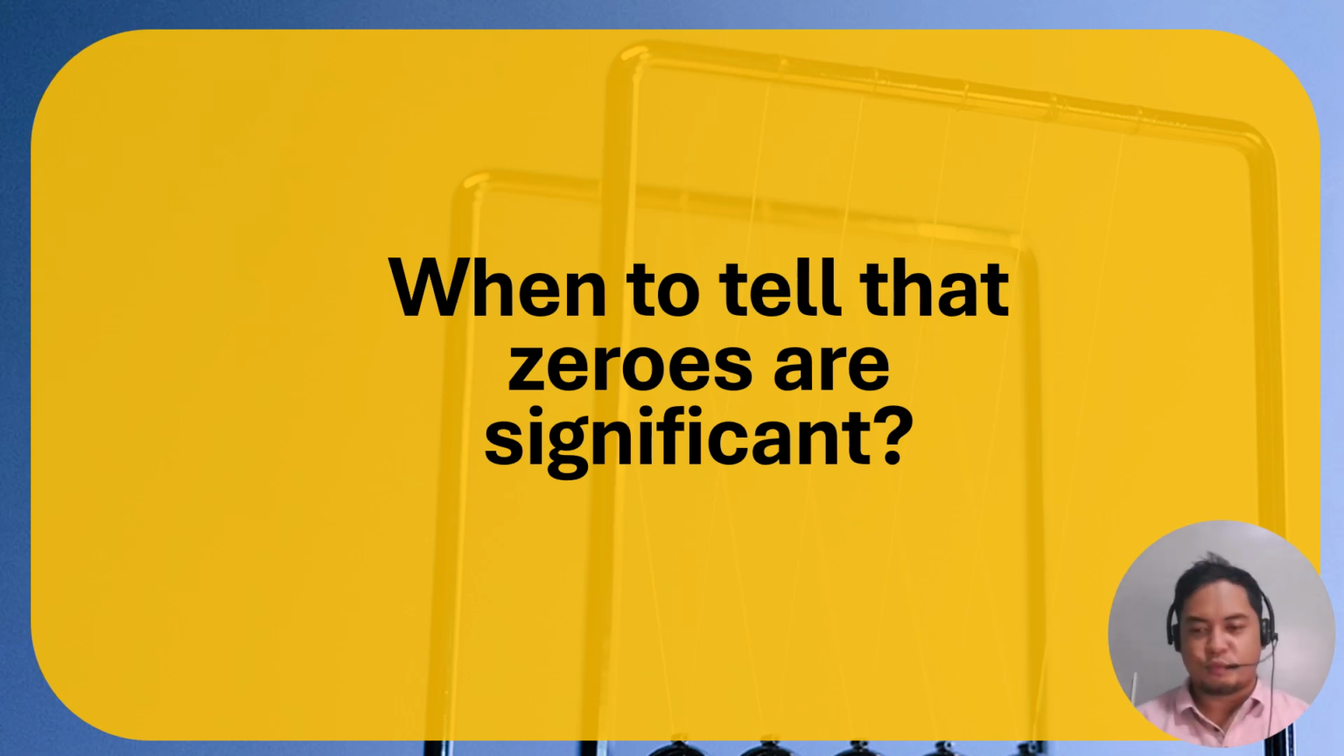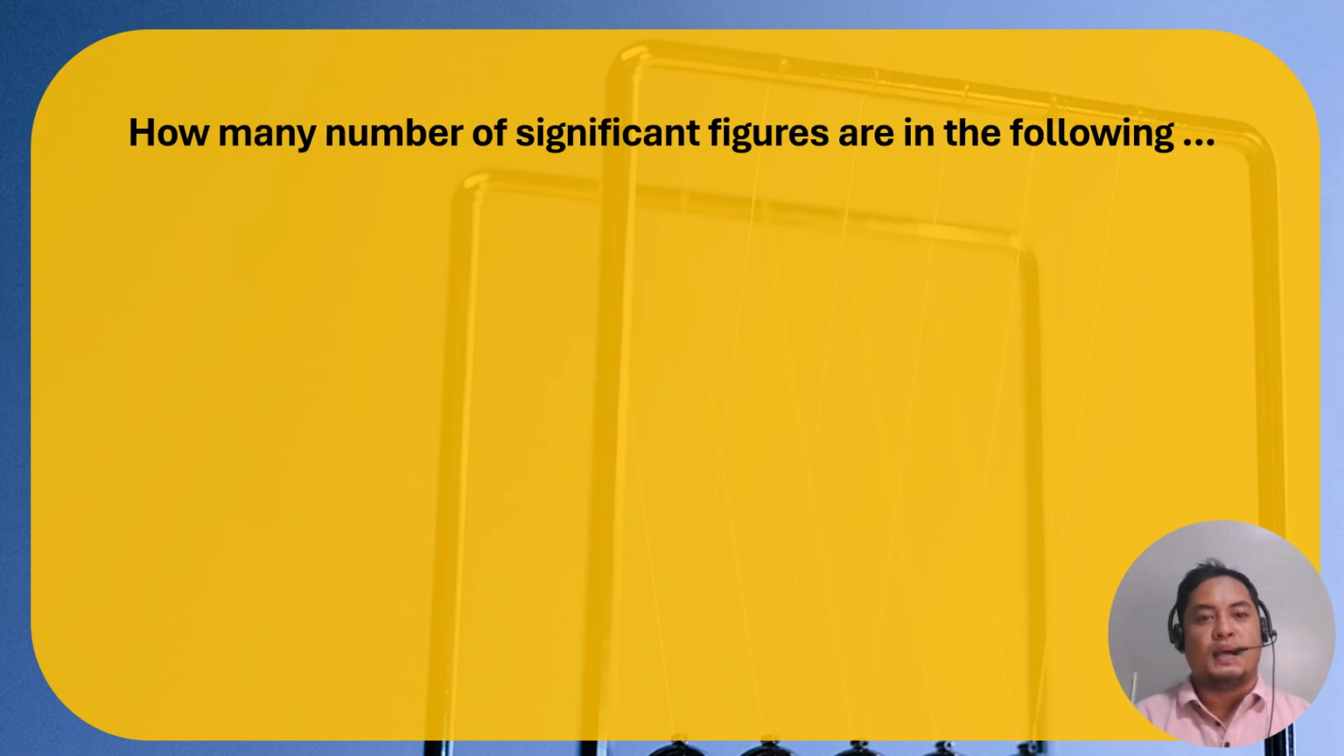I have one question here. When to tell that zeros are significant, or that they are part of the counting, or when your teacher will ask you how many significant figures are in these particular numbers. So again, the question is when to tell that zeros are significant. How many significant figures are in the following?